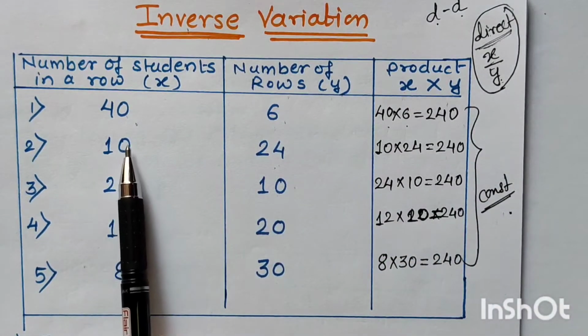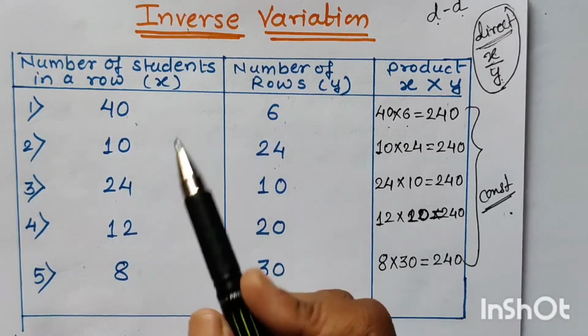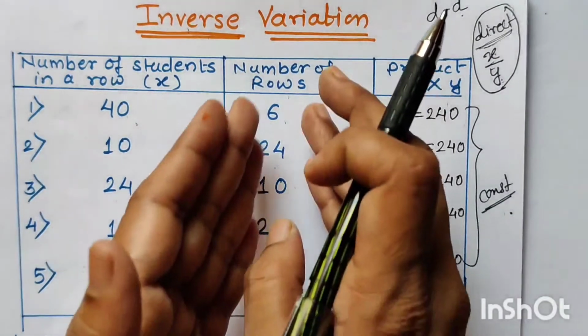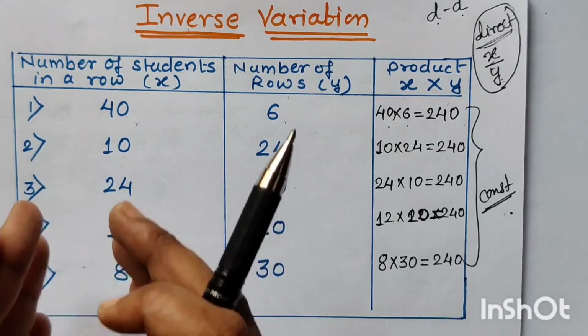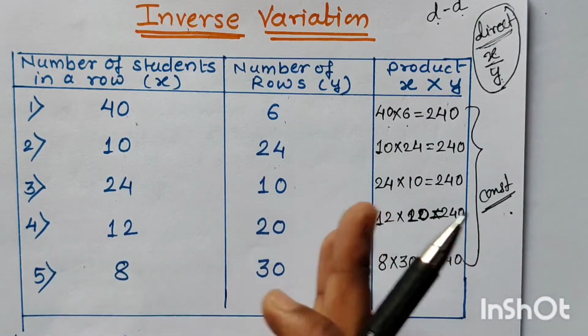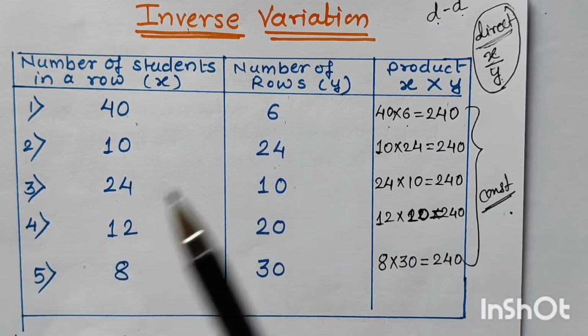And we also have to remember that in inverse proportion, when one number is decreasing, the second number increases, or when the first number increases, the second number decreases. So it is inverse, it is opposite. In direct proportion, it is not opposite, it is the same. When one number increases, the second also increases. When one number decreases, the second also decreases. In direct proportion, it is the same. In inverse proportion, it is opposite.